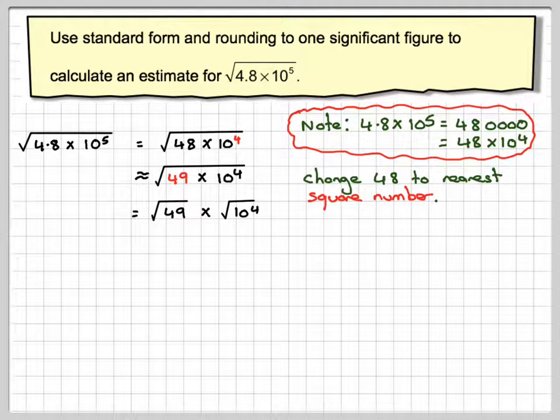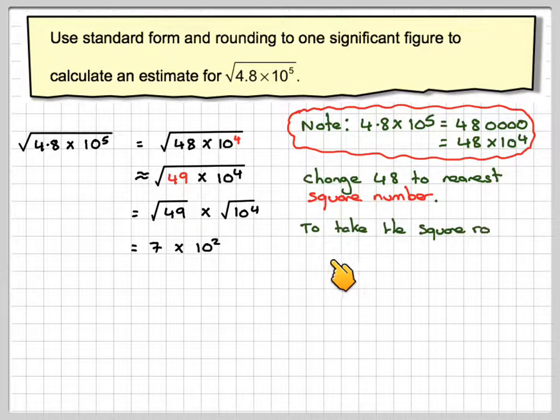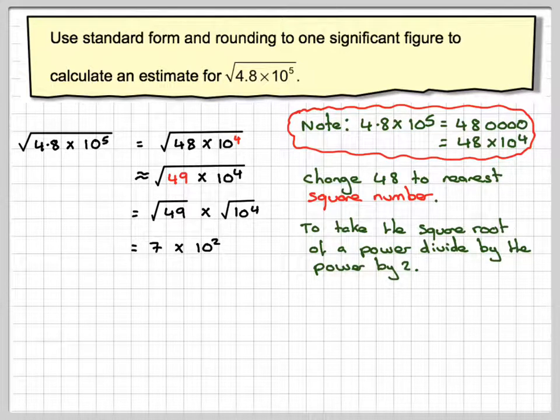Now, the square root of 49 you know to be 7. And now, if you want to take the square root of anything to a power, all you need to do is take the power and divide by 2. So this becomes 10 squared. To take the square root of a power, just divide by 2. If you had to take the cube root, you'd have to divide by 3, etc. So this becomes 7 times 10 squared. That's 7 times 100, so the final answer is 700.